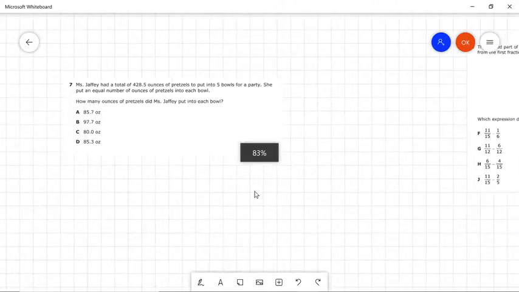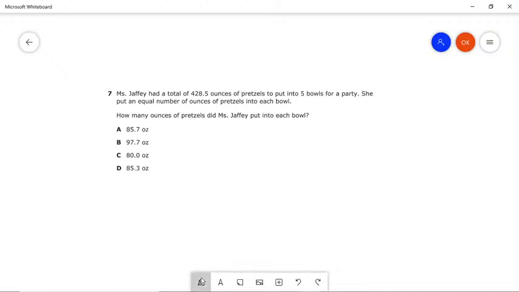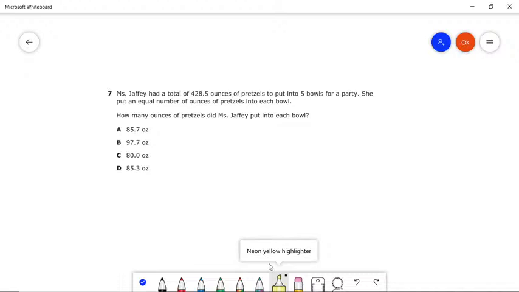Okay, so first things first, as always, whenever we have a problem, we have to highlight all the important information that the problem gives. So, let's start with problem number 7.